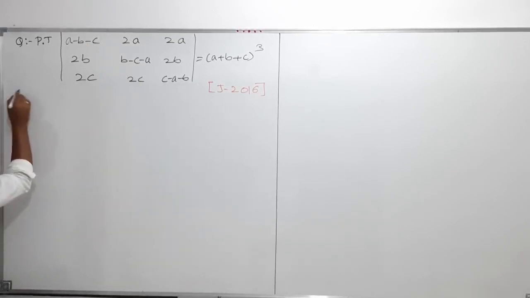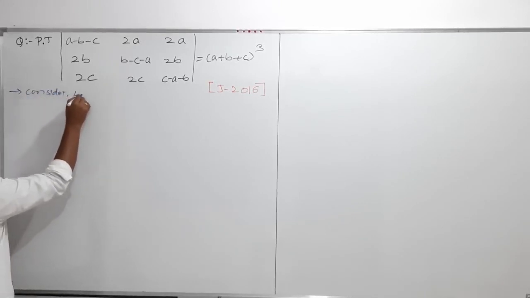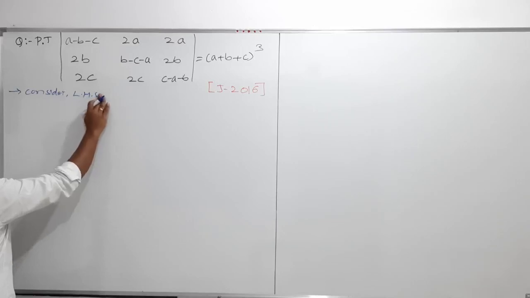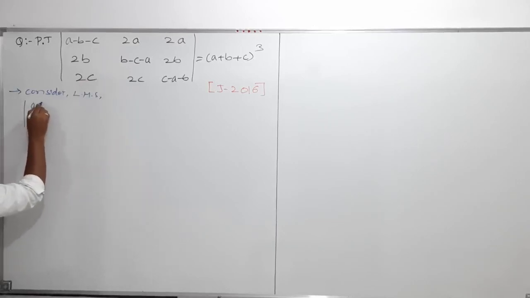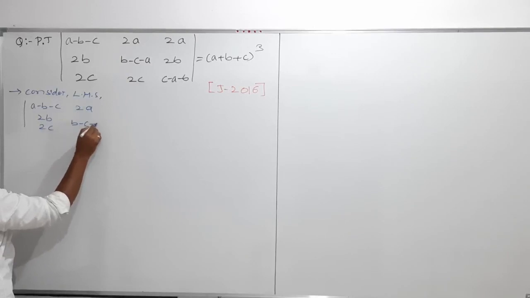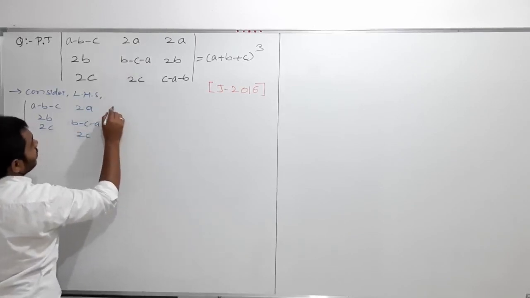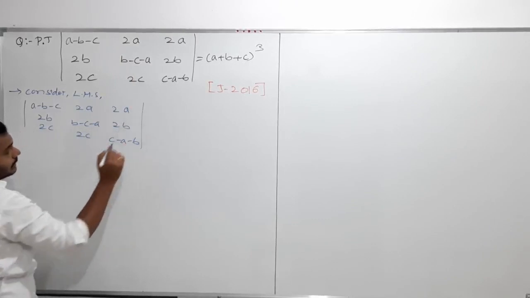So my students, again first I will consider the LHS part. So consider the LHS. Clear? So what is the LHS? Here the LHS is a minus b minus c, 2b, 2c, and next 2a, b minus c minus a, 2c, and 2a, 2b, c minus a minus b.